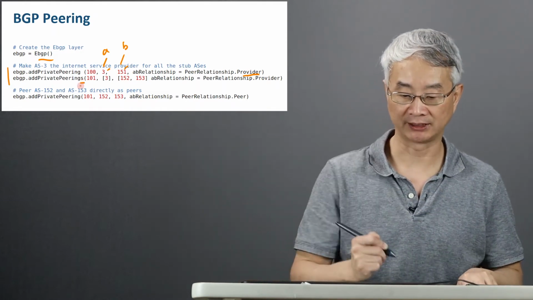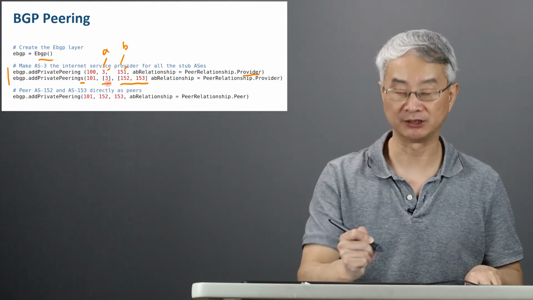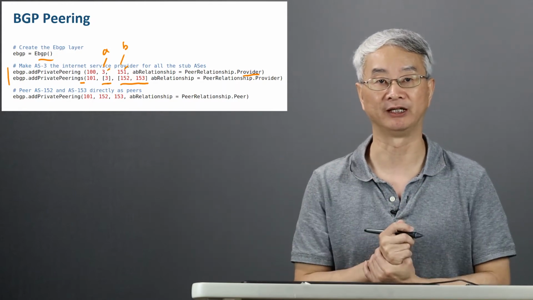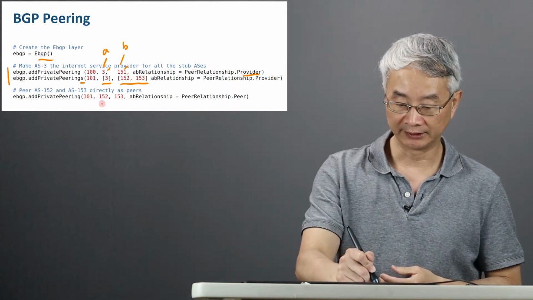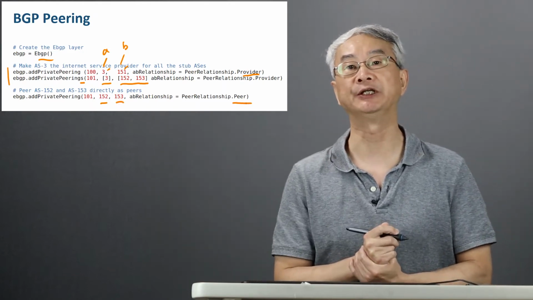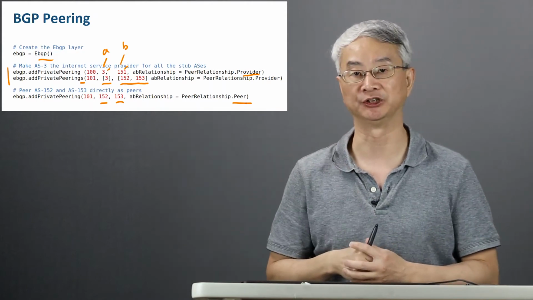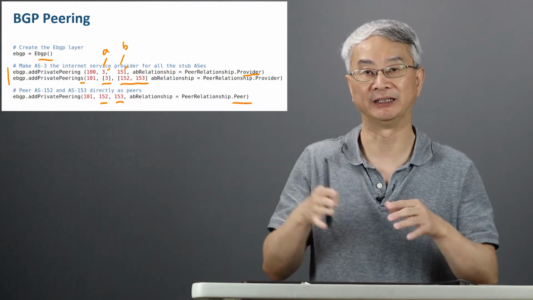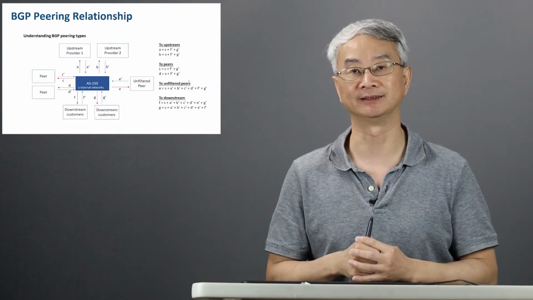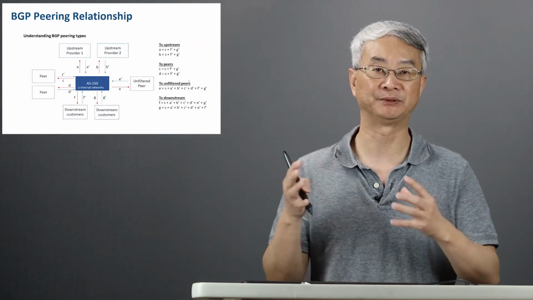We also have this API for you to peer with multiple A's, so that makes your life easier. In this case, 152 and 153 are going to be peers, and they're not going to have a customer and provider relationship. They're just going to peer, and basically they are equal. Understanding the peer relationship is not that simple, so I provide this map to show you what the peering relationships are.